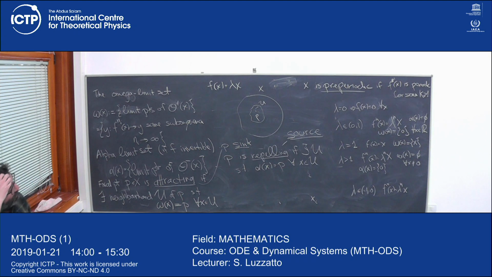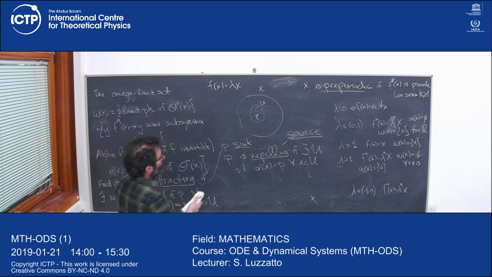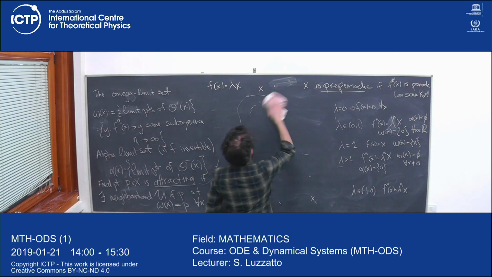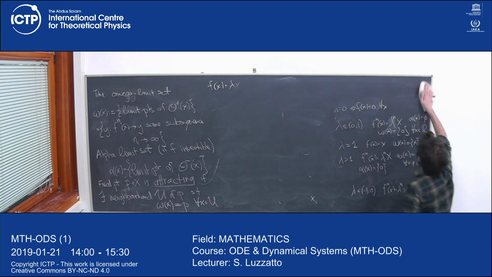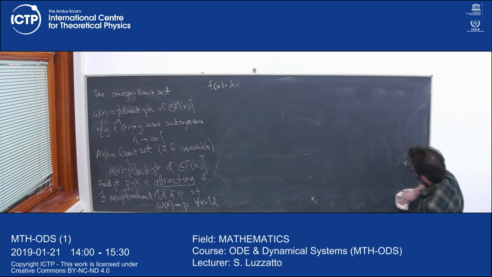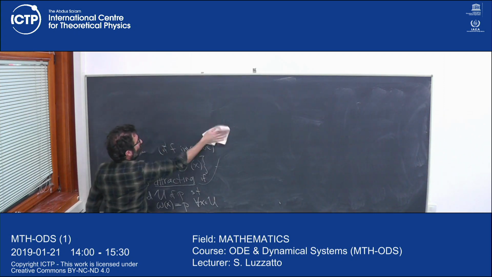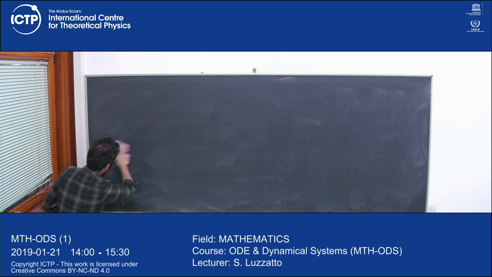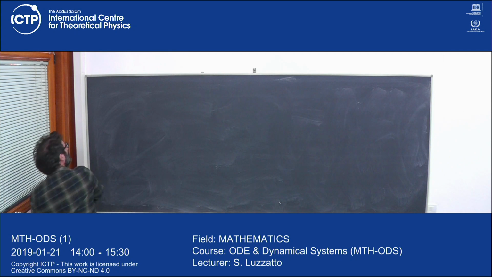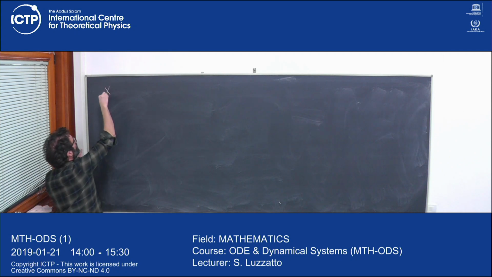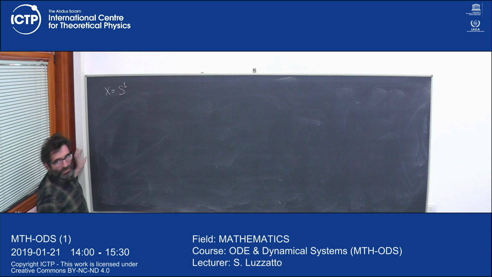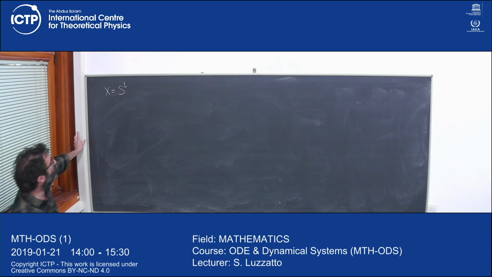So these are the two fundamental definitions. Okay, so now we can move on to the first of the two classes of more sophisticated examples. Now let's suppose our space X is S1, the circle S1.